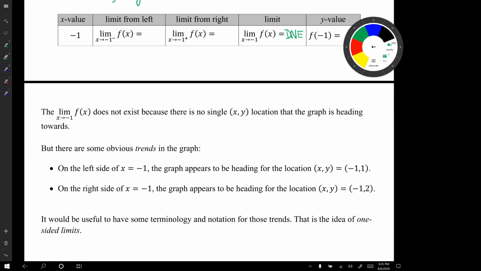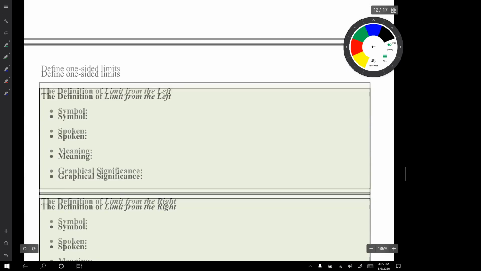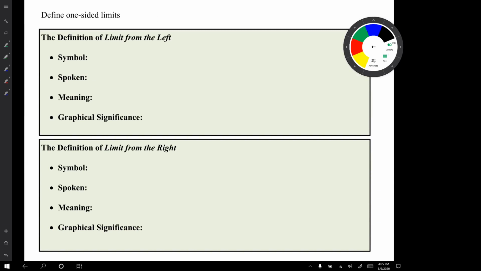So it would be useful to have some terminology and notation for these trends. That's the idea of what are called one-sided limits. So here are the definitions of one-sided limits. First of all, I'll write the symbol and definition for limit from the left. First, the symbol. So this symbol has an x arrow c with a superscript minus sign.